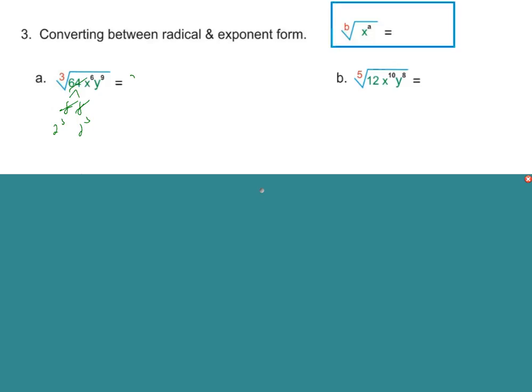So now it's going to be a 2 cubed over the index, right? I'm getting rid of the radical. And another 2 cubed over the index. And an x to the 6th over the index. And a y to the 9th over the index. Oops, 3.